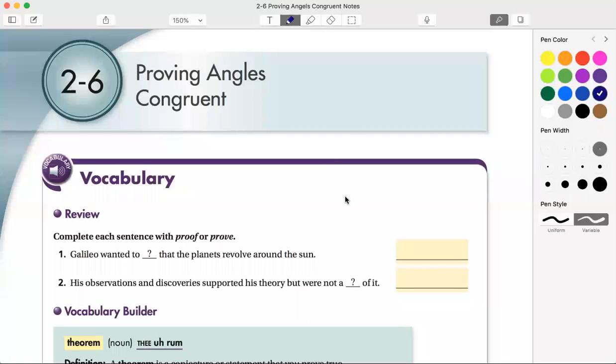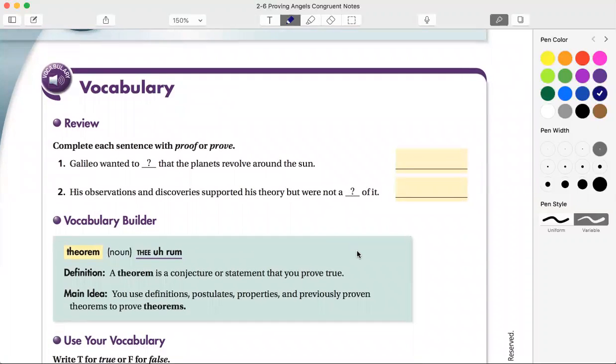All right, this is our last section for chapter 2. This is 2-6, proving angles are congruent. All right, vocabulary. So let's complete each sentence with proof or prove.